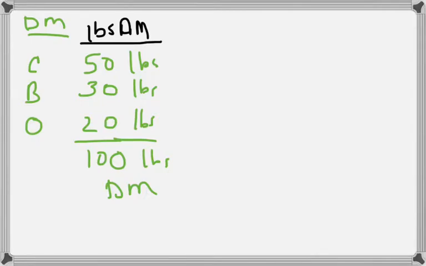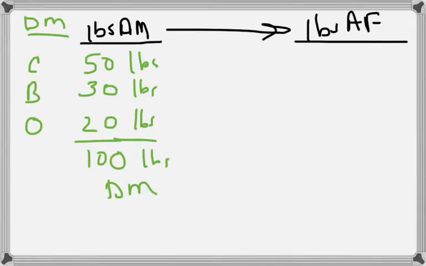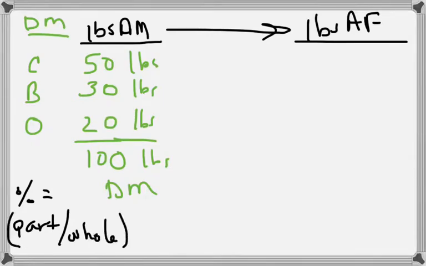So in this situation, we want to solve for pounds as fed, because we're going to convert our pounds of dry matter to pounds as fed. We're trying to figure out a percentage of dry matter, and a percentage is simply the part divided by the whole times 100. We know that our part is actually 100 pounds of dry matter. What we need to know is what our total pounds as fed is in this mix.